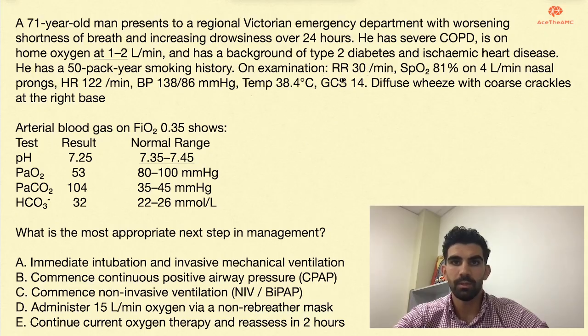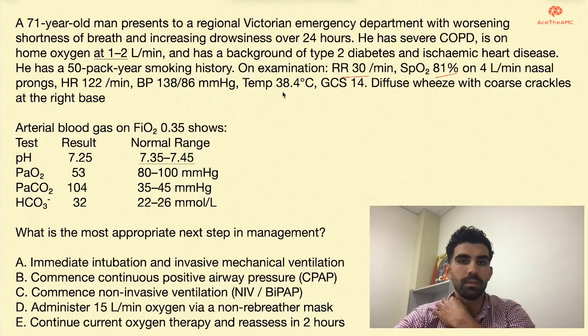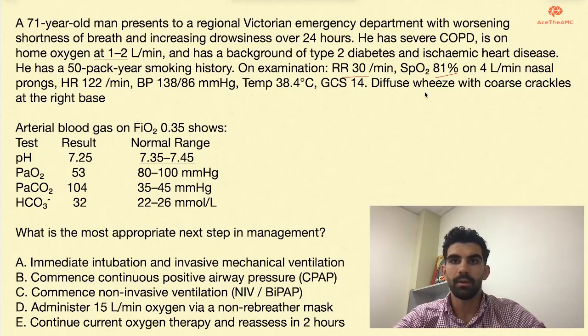His resp rate is really high. He has an SpO2 of 81%, which is quite low, on 4 litres of nasal prongs. He has a high heart rate, BP is pretty high as well, and he is febrile, and his GCS, it's okay. So he has diffuse wheeze and coarse crackles at the right base. So we'll have a look at his ABG now.